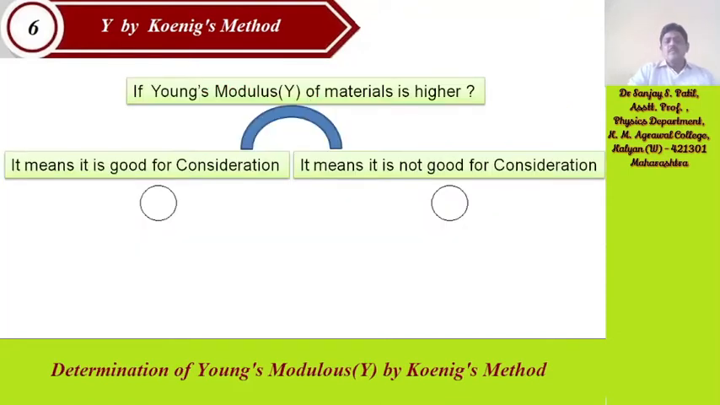If Young's modulus of the material is higher, then what will happen? If Young's modulus of a material is lower, then what will happen? If Young's modulus of a material is higher, it means it is good for consideration, or it means it is not good for consideration. These are the blanks yet to be found. After the completion of this experiment, we will get the answer automatically.